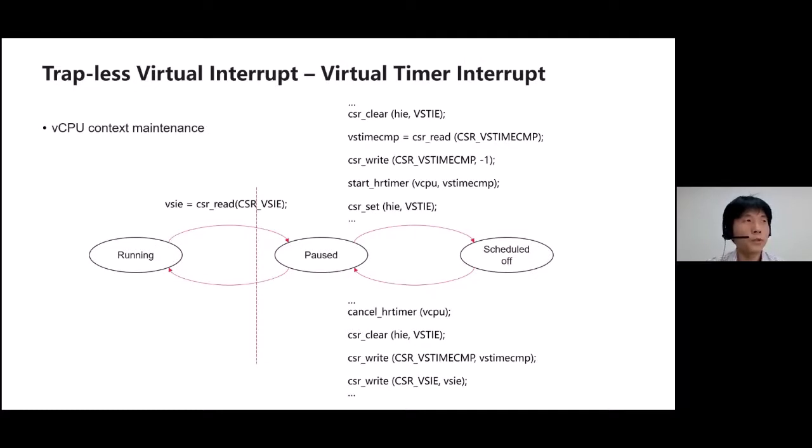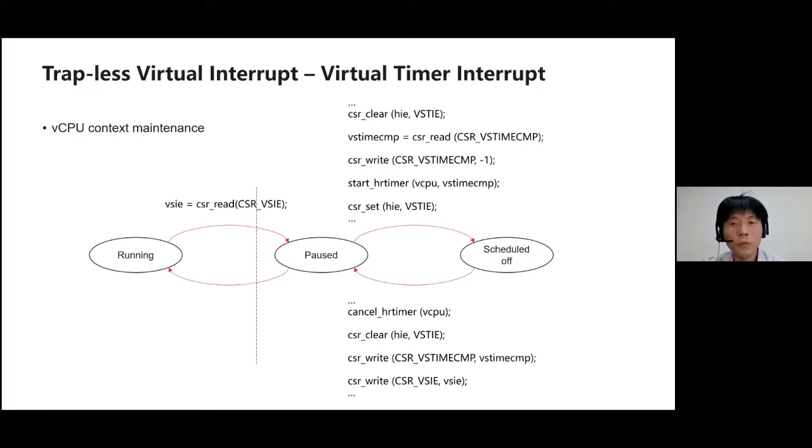During the vCPU's state transition, the KVM needs to maintain consistency. So during the transition from the running state to the pause state, the KVM saves the state to the VSIE CSR so that if the vCPU enters the pause state because it executed the WFI instruction, the host has an updated view of whether the guest has enabled interrupts, so that it can bring the vCPU out of the vCPU block function later when the interrupt is intended for the guest.